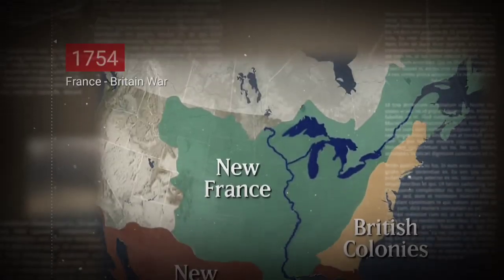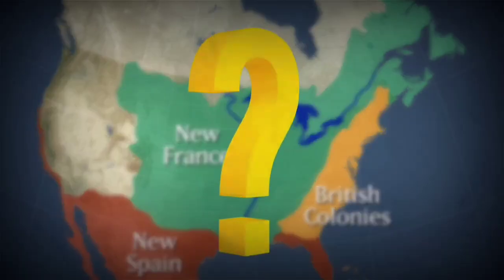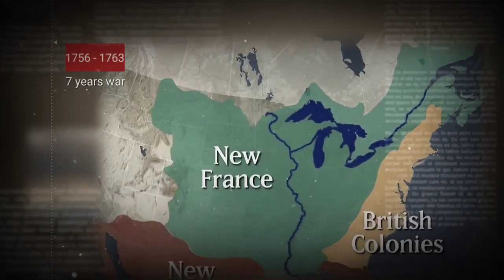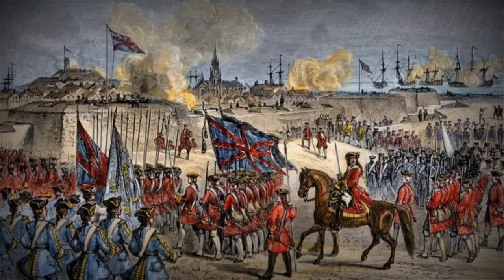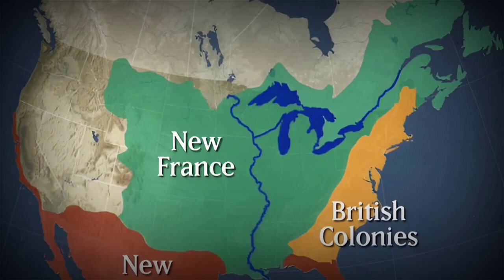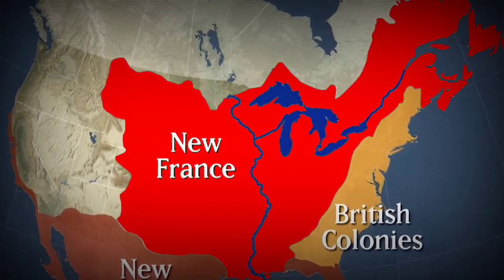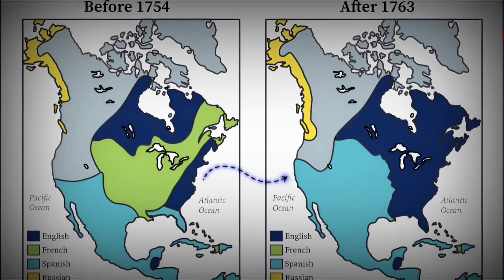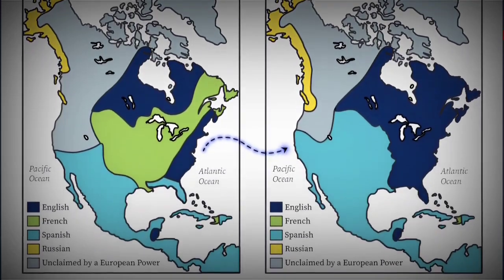Then came the year 1754. It was time to decide whose America it would be. Between 1756 and 1763, the 7 Years' War broke out between France and Britain. Predictably, France lost because it had fewer troops. France was forced to give up its territory. Half of Louisiana went to Spain, and the rest, including Canada, went to Britain.